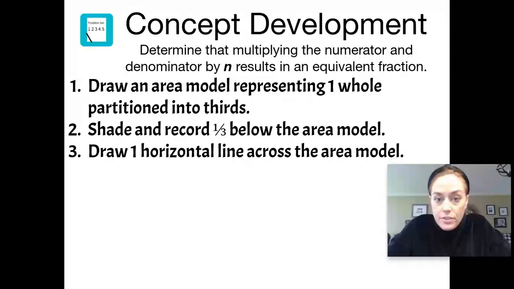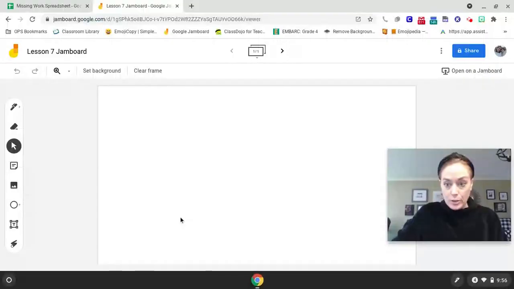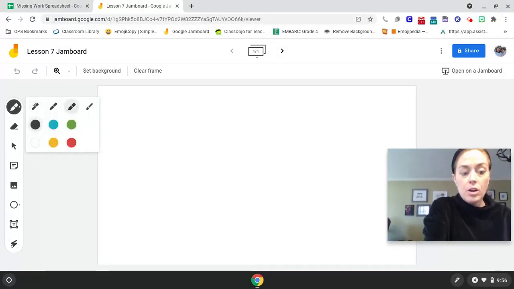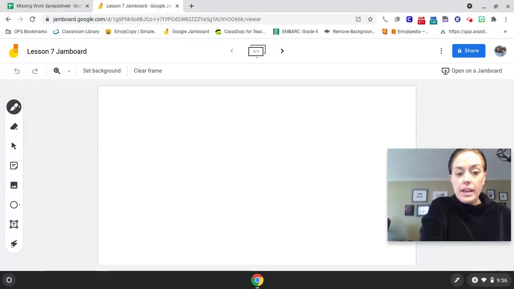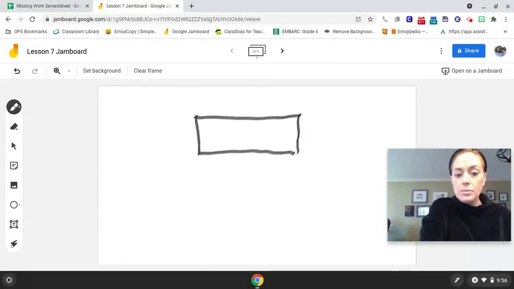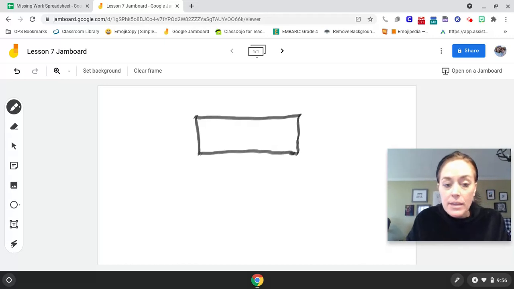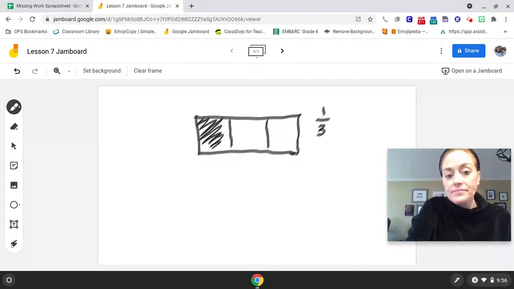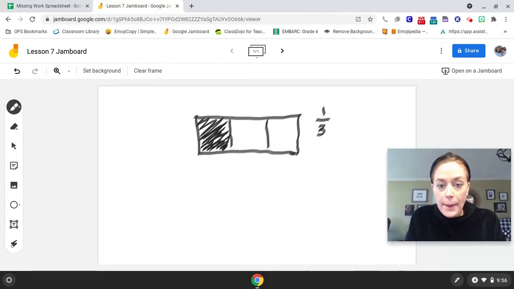So let's go ahead and flip over to Miss Johnson's Jamboard here. And I'm going to draw an area model, and you should be doing this at home. You can pause if you need to. And we're going to show 1/3 on the area model. So you should be thinking about how many total pieces that means it should have and how many should be shaded in. So for 1/3, you should have 3 total pieces, right? And 1 piece shaded in. So here is 1/3. Okay, awesome.